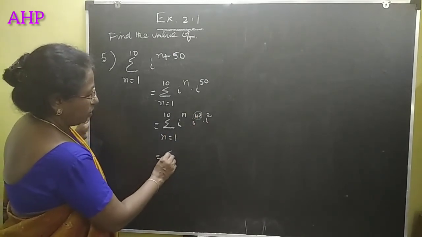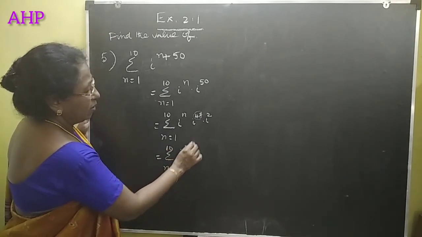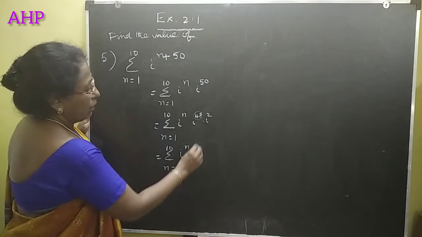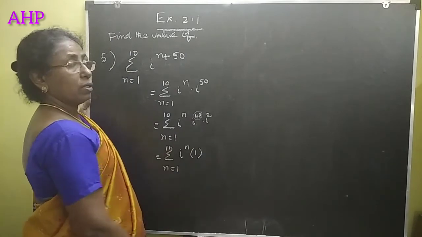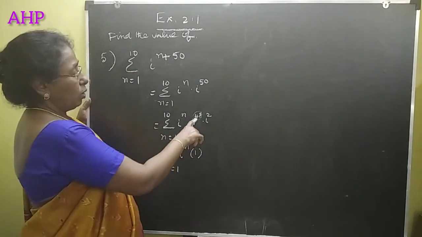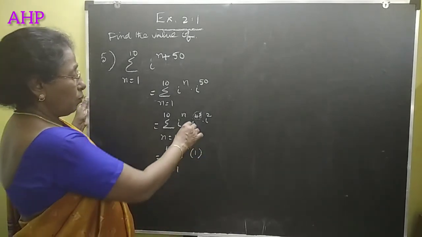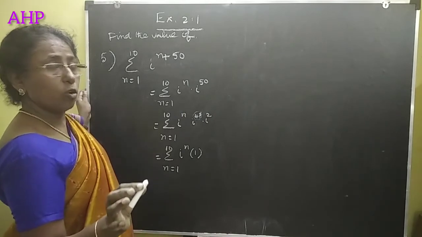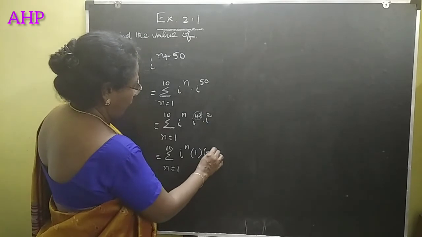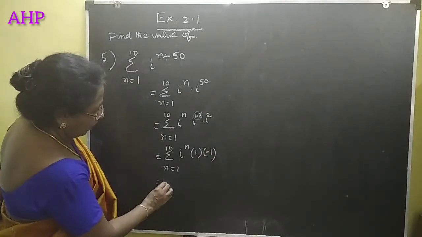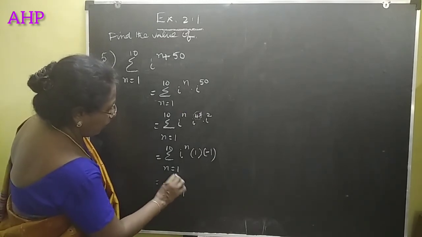So this is equal to sigma n is equal to 1 to 10 i power n into, see, this will become 1. i power 48 value will become 1 because i power 4 the whole power 12, i power 4 is 1. So 1, therefore i power multiple of 4 is always 1. Therefore this is 1. i square value is minus 1. So this is equal to minus sigma n is equal to 1 to 10 i power n.